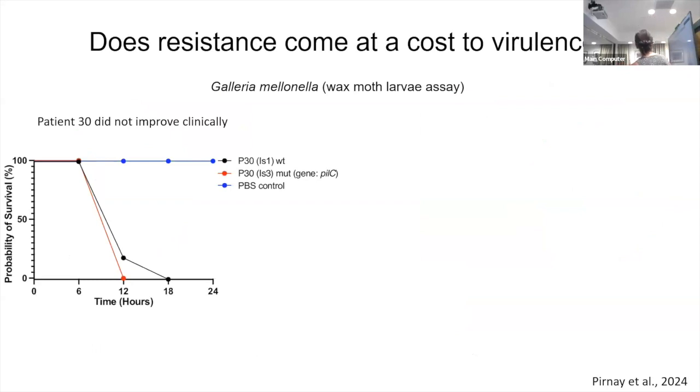And what we find is when we take these mutants and we infect these Galleria, at least for this one where we saw a SNP in PilC, we really see that there was no significant reduction in mortality. And this patient did not improve clinically. So maybe that's why. Maybe the bacteria resisted the phage, and it also didn't seem to come at a cost to virulence.